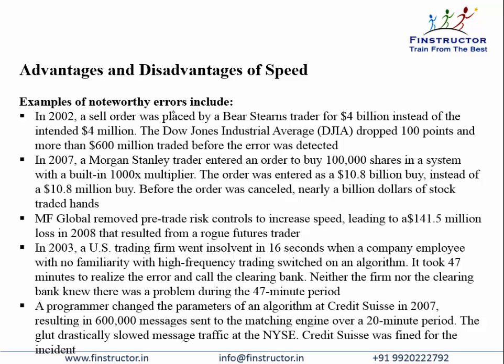Some noteworthy errors that we can talk about. In 2002, a sell order was placed by Bear Stearns for $4 billion instead of the intended 4 million. So instead of 4 million, 4 billion is what was placed, and the Dow Jones dropped 100 points. Similarly, in 2007, there was a Morgan Stanley error. MF Global removed pre-trade risk controls, leading to a $141.5 million loss.